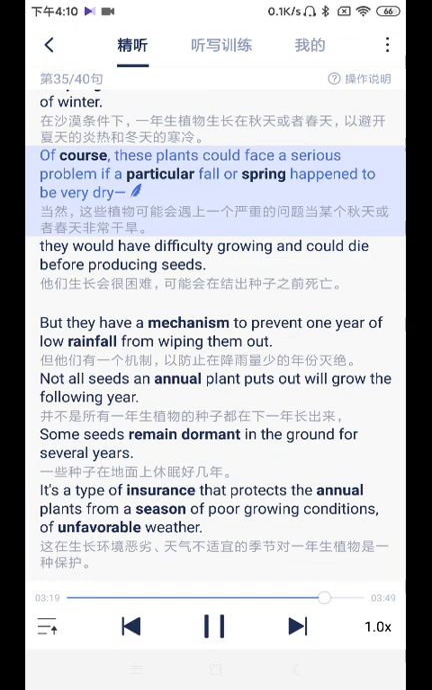Of course, these plants could face a serious problem if a particular fall or spring happened to be very dry. They would have difficulty growing and could die before producing seeds. But they have a mechanism to prevent 1 year of low rainfall from wiping them out. Not all seeds an annual plant puts out will grow the following year. Some seeds remain dormant in the ground for several years. It's a type of insurance that protects the annual plants from a season of poor growing conditions, of unfavorable weather.